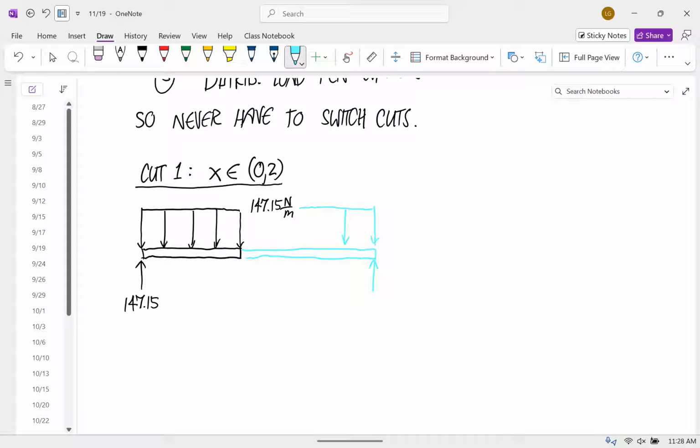So this distance here is x. And what we isolate is always going to start all the way at the left end, and it's just going to go to this x. And then we need the internal loads too. I haven't put those in yet. So we have a tension, shear force, and bending moment.